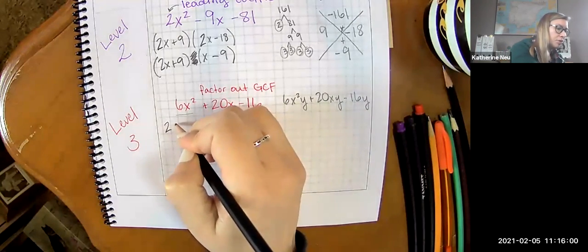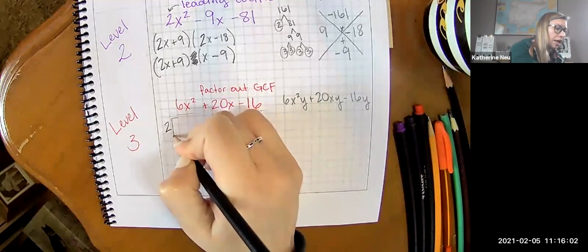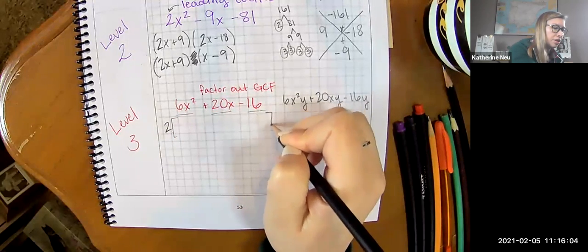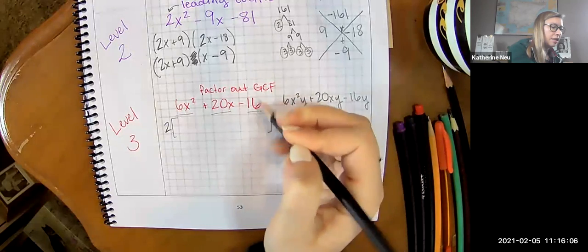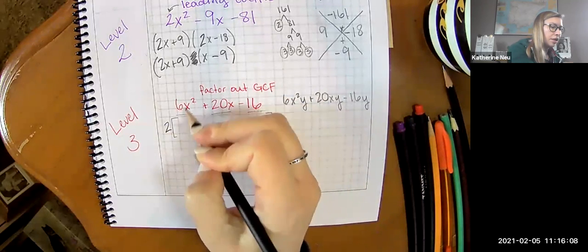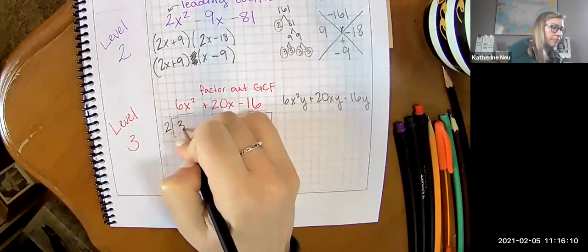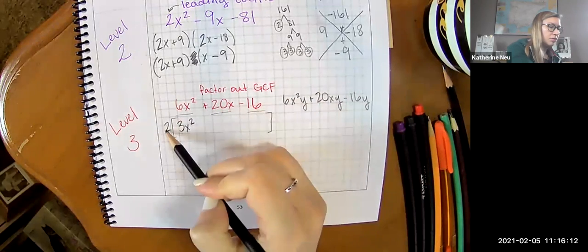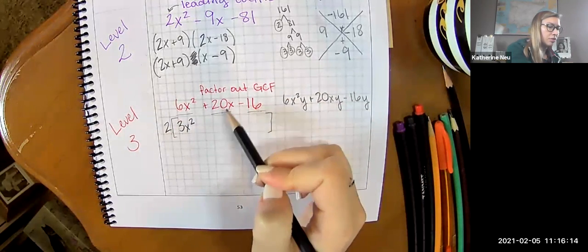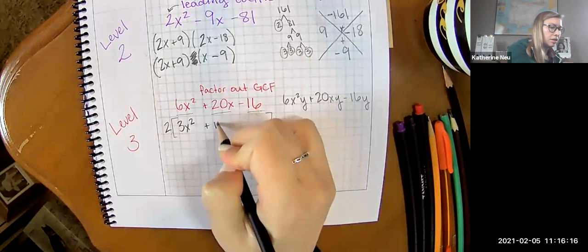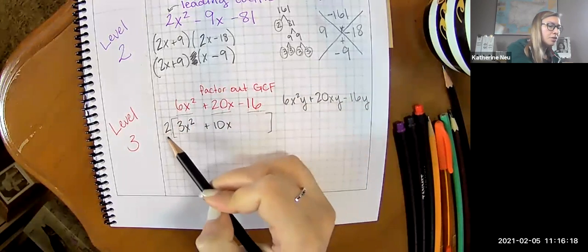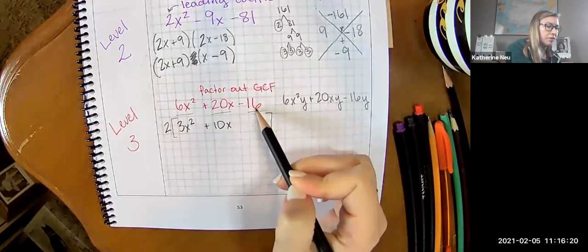So I'm just going to pull that out, and I'm just going to use bracket parentheses. You can use regular parentheses, it doesn't matter. I just want to highlight this. 2 times what gets me back to 6x squared? 2 times what gets me back to 20x? And then 2 times what gets me back to negative 16?